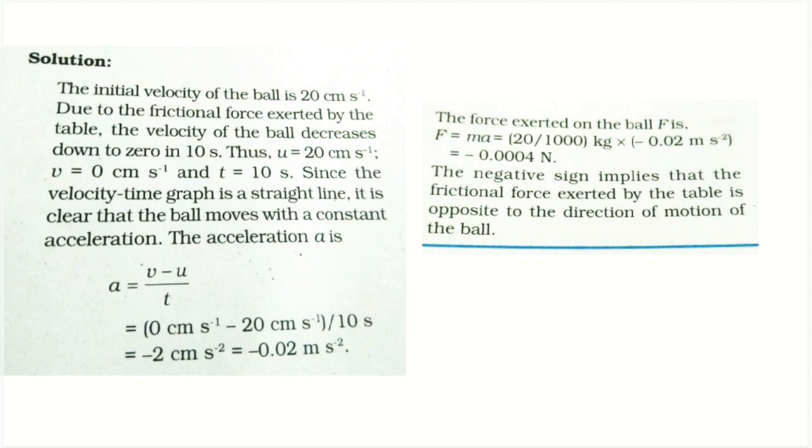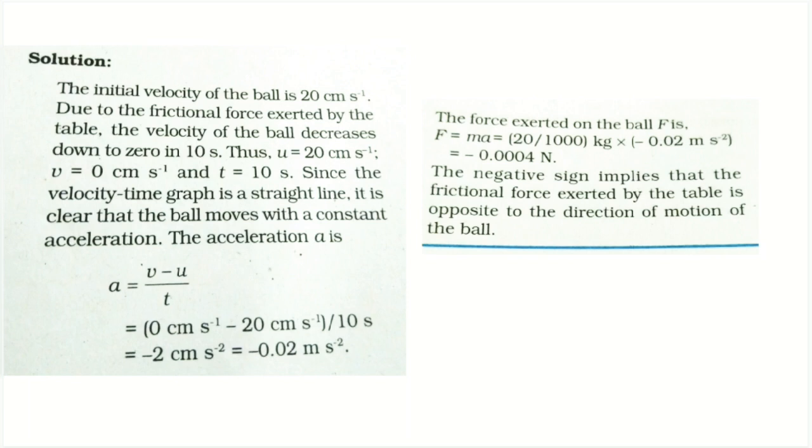The acceleration a is found out using the formula a equal to (v minus u) by t. Substituting the values of v, u and t, we get a equal to (0 centimeter per second minus 20 centimeter per second) upon 10 seconds. Note that when the s in the denominator is also shifted to the numerator, it becomes per second square. Therefore, a equal to minus 2 centimeter per second square, that is equal to minus 0.02 meter per second square.